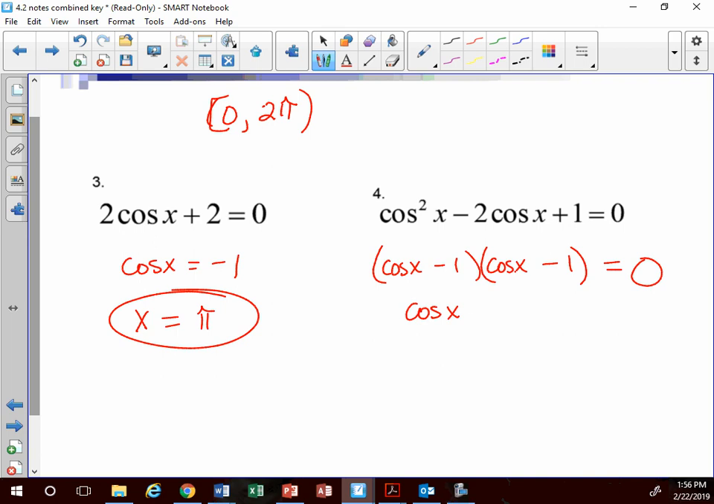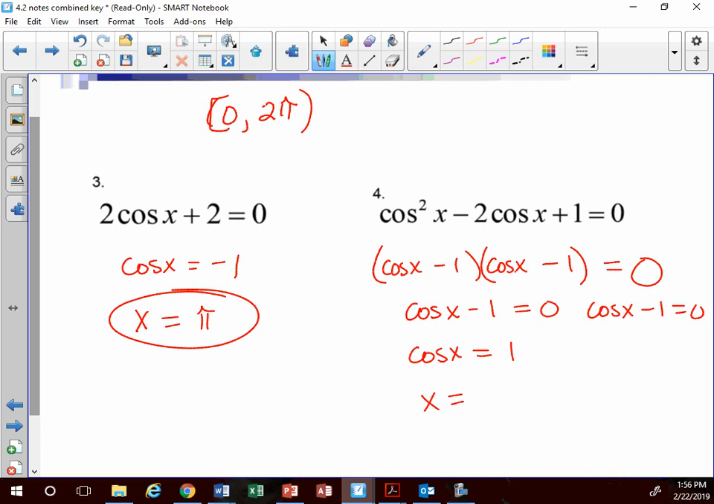All right, so then we have what's called the zero product property. I could set my 2 factors equal to 0. Do I need to do both of them? They're the exact same thing, right? Okay, so what I'm really looking for is when does cosine equal 1?